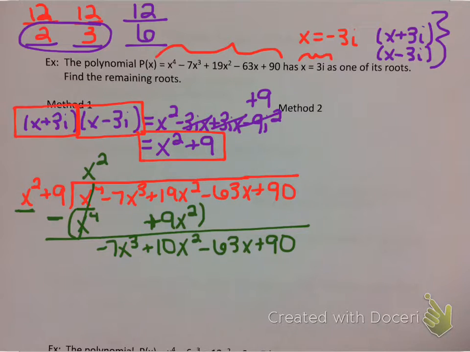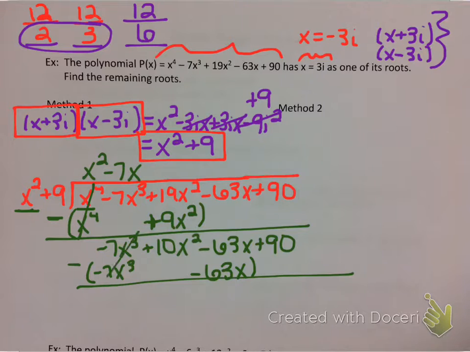So the next round, x squared into negative 7x cubed is negative 7x. Negative 7x times x squared is negative 7x cubed, and negative 7x times 9 is negative 63x. And when I take that row and subtract it, both of them cancel out. And so all I have is the 10x squared that carries down and the plus 90 that carries down. Okay, last round, x squared into 10x squared is plus 10.